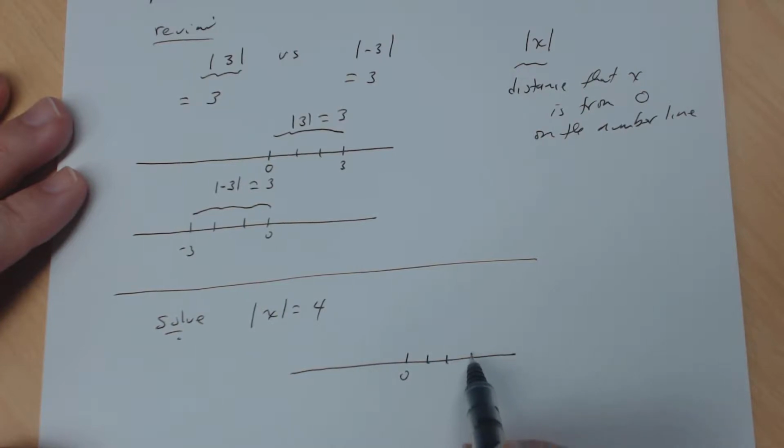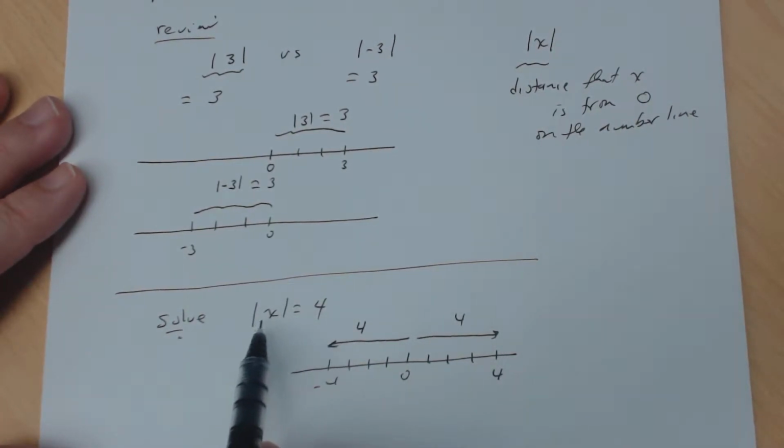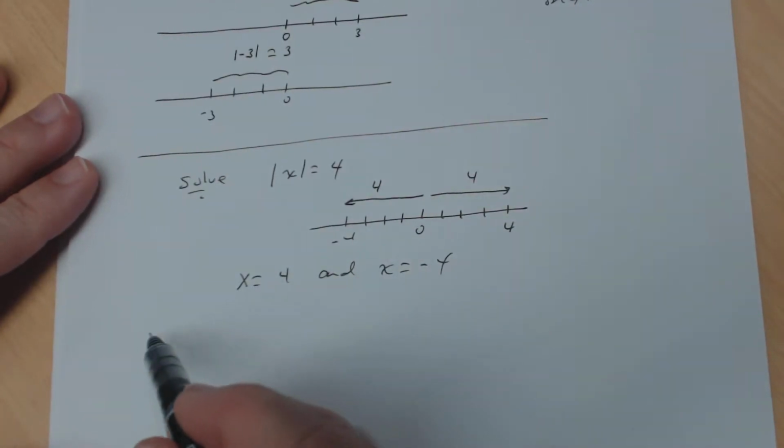So 1, 2, 3, 4. So that's 4 units. And then on the other side, 1, 2, 3, 4. So that's also 4 units. So when I solve the absolute value of x equal 4, I'm asking myself the absolute value of what number is 4 units from 0. So the answer would be 4 and also -4. So those are two solutions, 4 and -4.